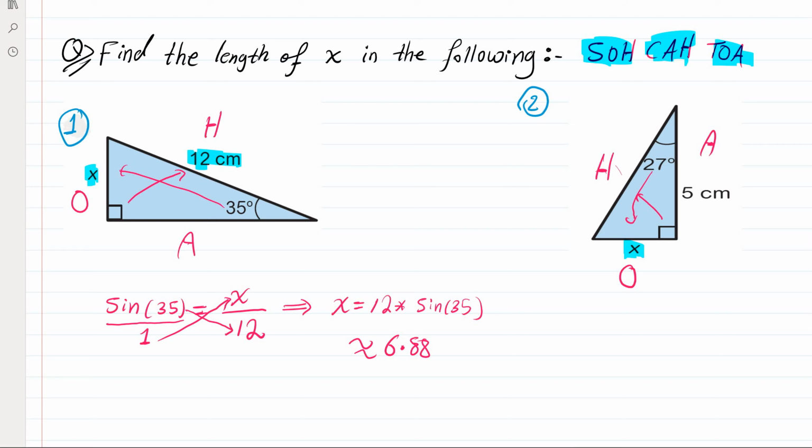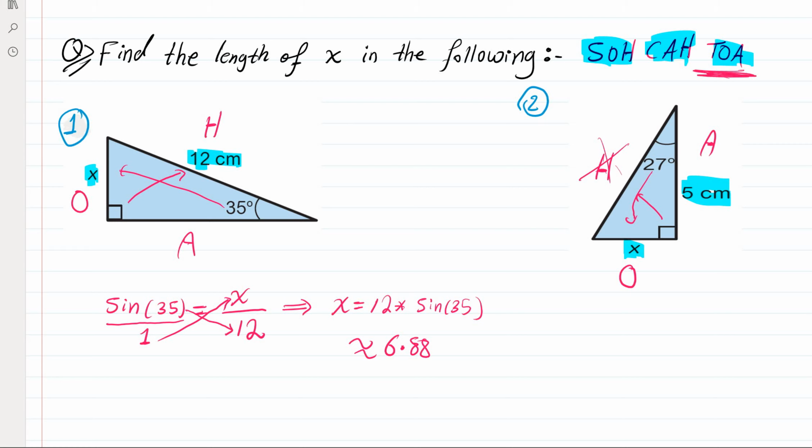Right now, which ones are given? As you can see, O and A are given. Go back to SOHCAHTOA. Which one contains O and A? We don't need hypotenuse. There is no variable and no number about hypotenuse, so no need for it. Only if asked to find the hypotenuse would we need it, but here it asks for the length of x. So 5 and x are given. Where are O and A? O and A is in tan, right?